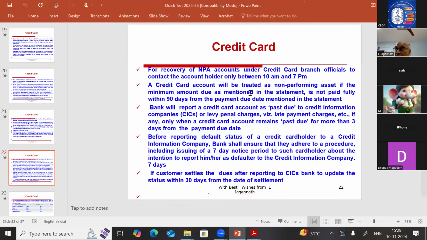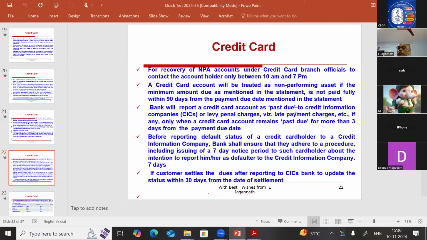So when will it become NPA? It becomes NPA when the amount is not paid fully within 90 days from the payment due date. If it is not fully paid within 90 days from the payment due date, it will become a non-performing asset.